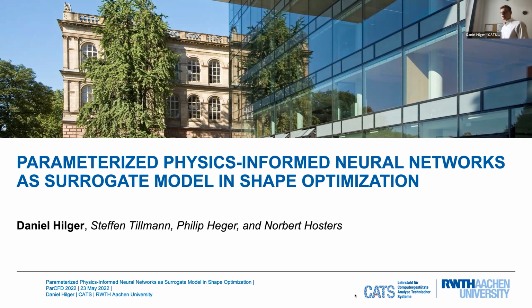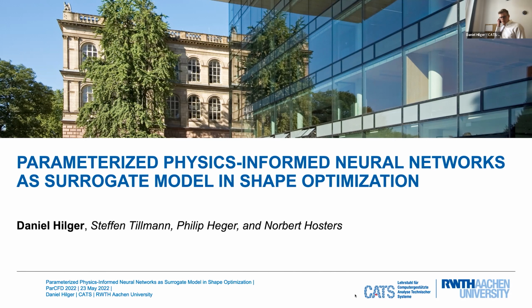Thank you for your introduction. As you just said, my name is Daniel. And I'm going to talk about parameterized physics-informed neural networks and how they can function as a surrogate model in shape optimization. I present the work of myself and my students, Stefan and Philip, and I'm a PhD student at the chair for computational analysis of technical systems at the RWTH Aachen.